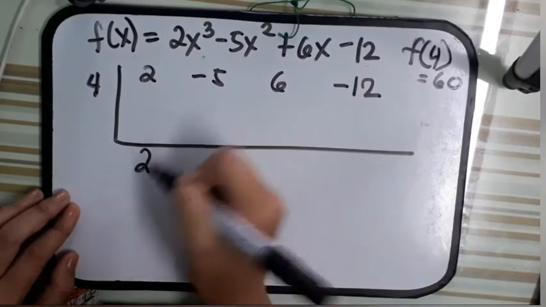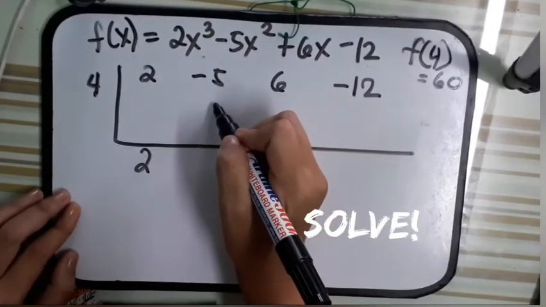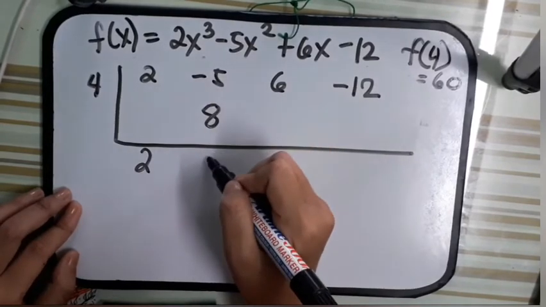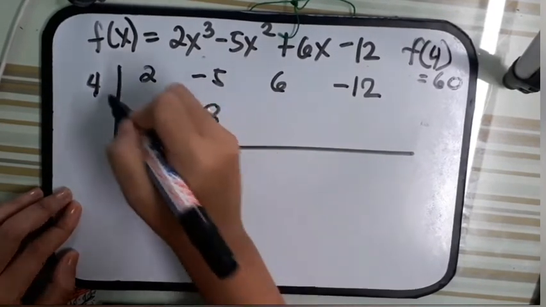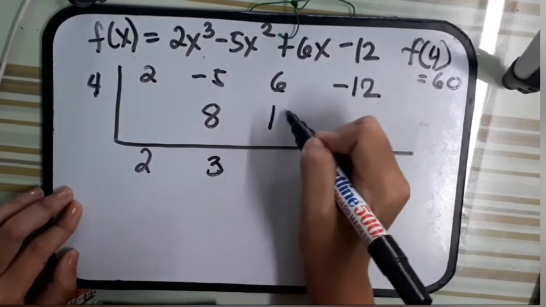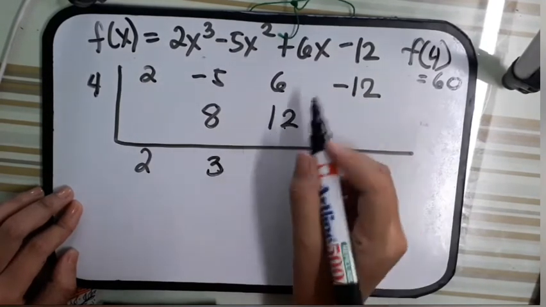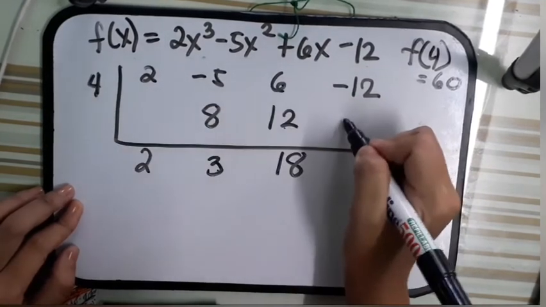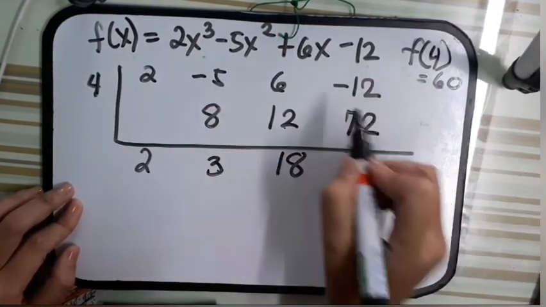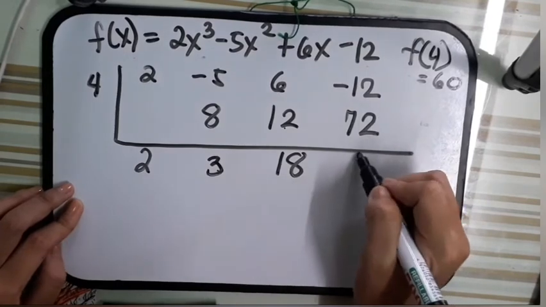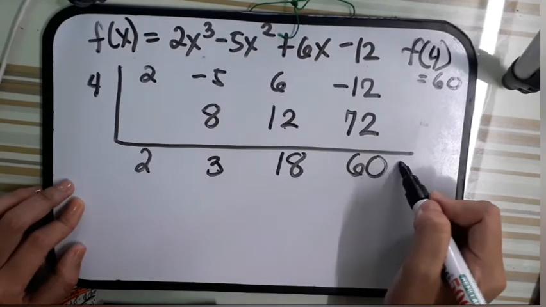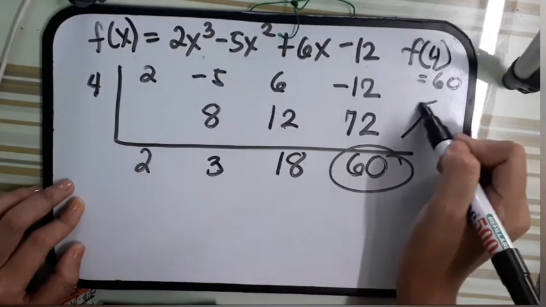Bring down 2. 2 times 4 is equal to 8. Negative 5 plus 8 is 3. 3 times 4 is equal to 12. 6 plus 12 is equal to 18. 18 times 4 is equal to 72. Negative 12 plus 72 is equal to 60. Therefore, our remainder is correct.